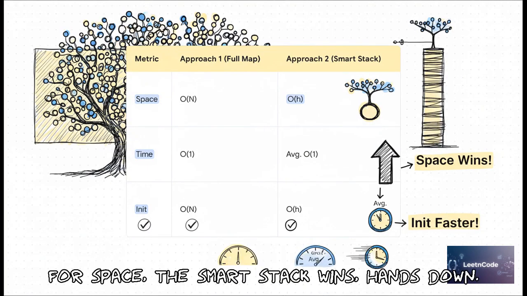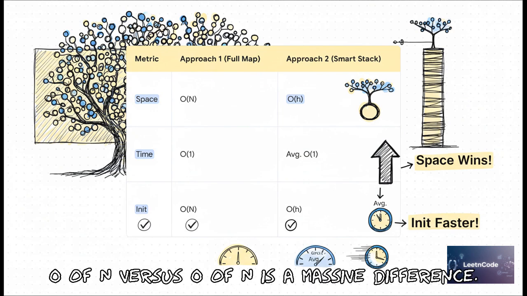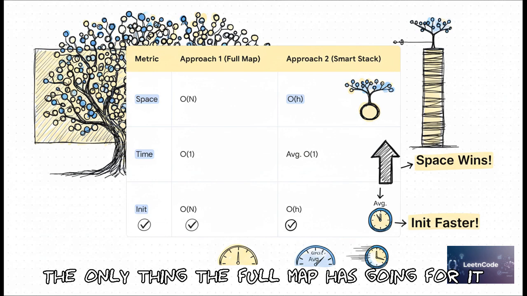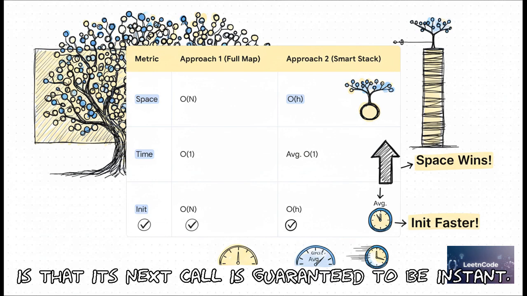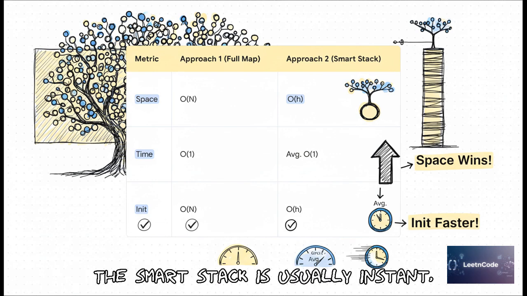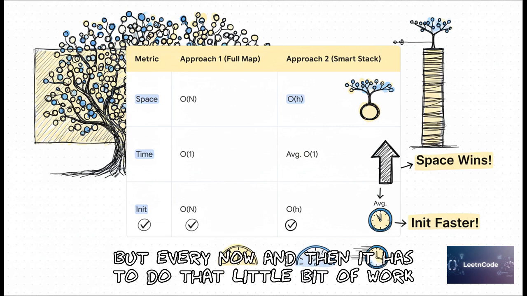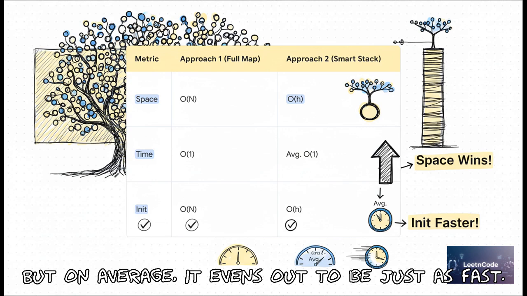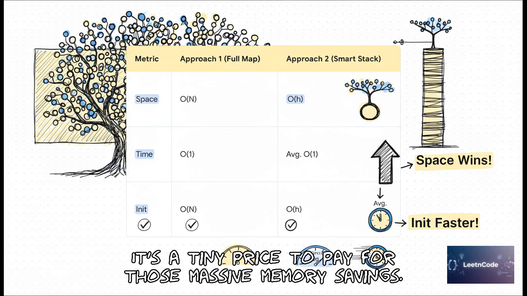For space, the smart stack wins, hands down. O of n versus O of h is a massive difference. For the initial setup time, it's also way faster. The only thing the full map has going for it is that its next call is guaranteed to be instant. The smart stack is usually instant, but every now and then it has to do that little bit of work to find the next path. But on average, it evens out to be just as fast. It's a tiny price to pay for those massive memory savings.